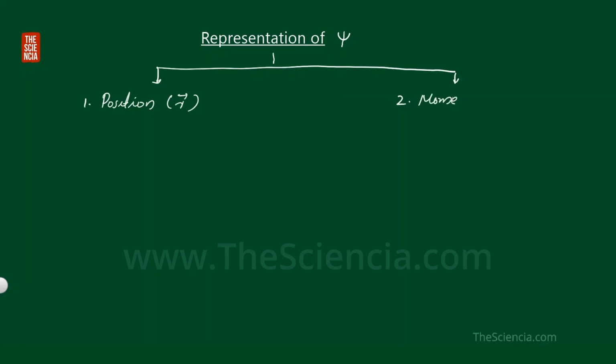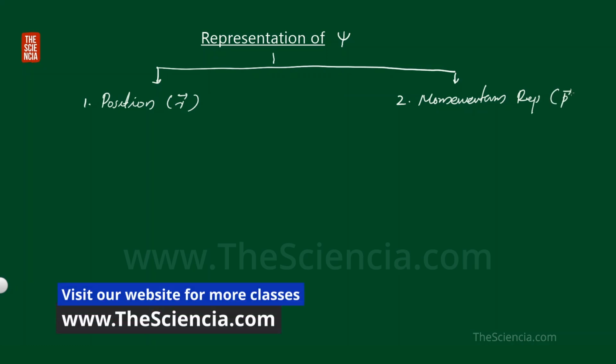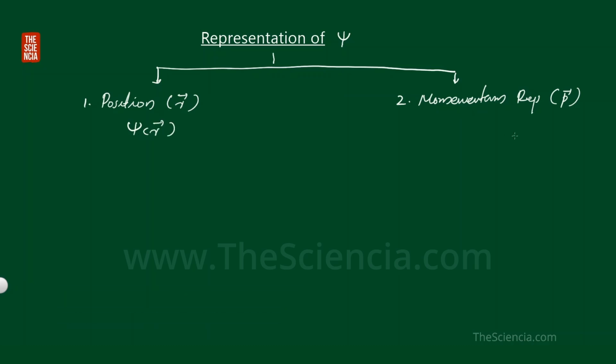Representation of psi. I told you we have two representations. One is position representation, that is r coordinates, and another is momentum representation, that is as a function of momentum p. That is, the wave function will be a function of r here, and the wave function will be a function of p in the momentum representation.